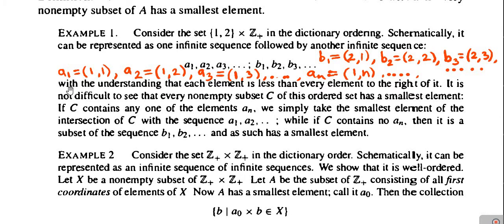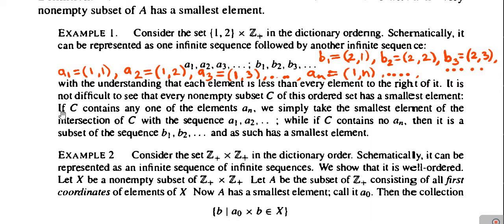With the understanding that each element is less than every element to the right of it, it is not difficult to see that every non-empty subset C of this ordered set has a smallest element. Now if we take any non-empty subset C of this one sequence, then it has the smallest element. Why will it have the smallest element?